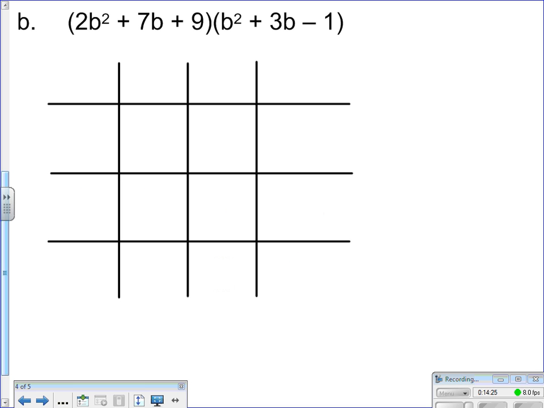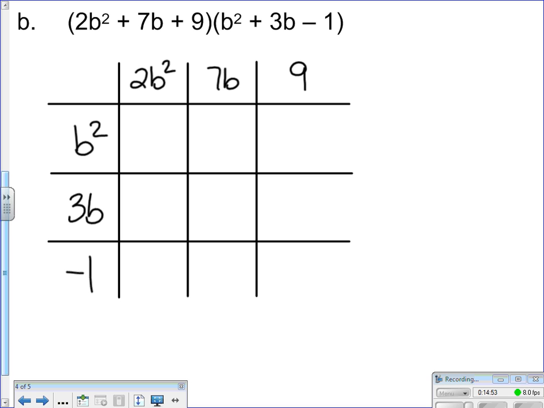So, we're going to take the first polynomial, put it in the first 3 spots. 2b squared, 7b, 9. We're going to take the other polynomial, make it go down the left side. Remember, don't use the first box. b squared, 3b, minus 1. Now we're going to start multiplying.